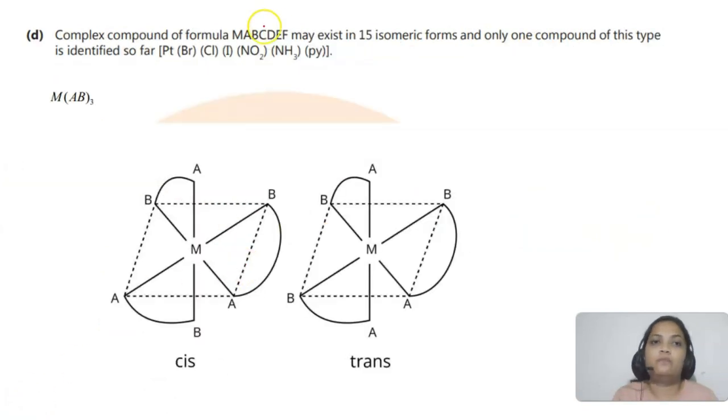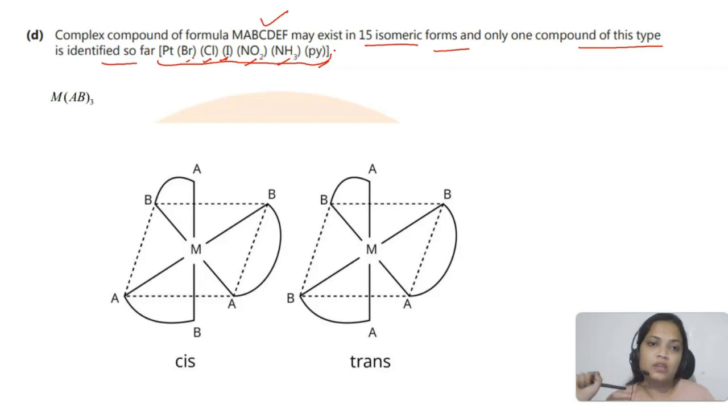Now if you have a complex with all the 6 different ligands, so it can exist in 15 isomeric forms. We don't have to draw all of this, and only one compound of this type is identified. So it is easy, you can remember platinum, then we have bromine, chlorine, iodine, nitro, NH3 and pyridine. So this will show 15 isomeric forms. Then one more can happen students, AB3.